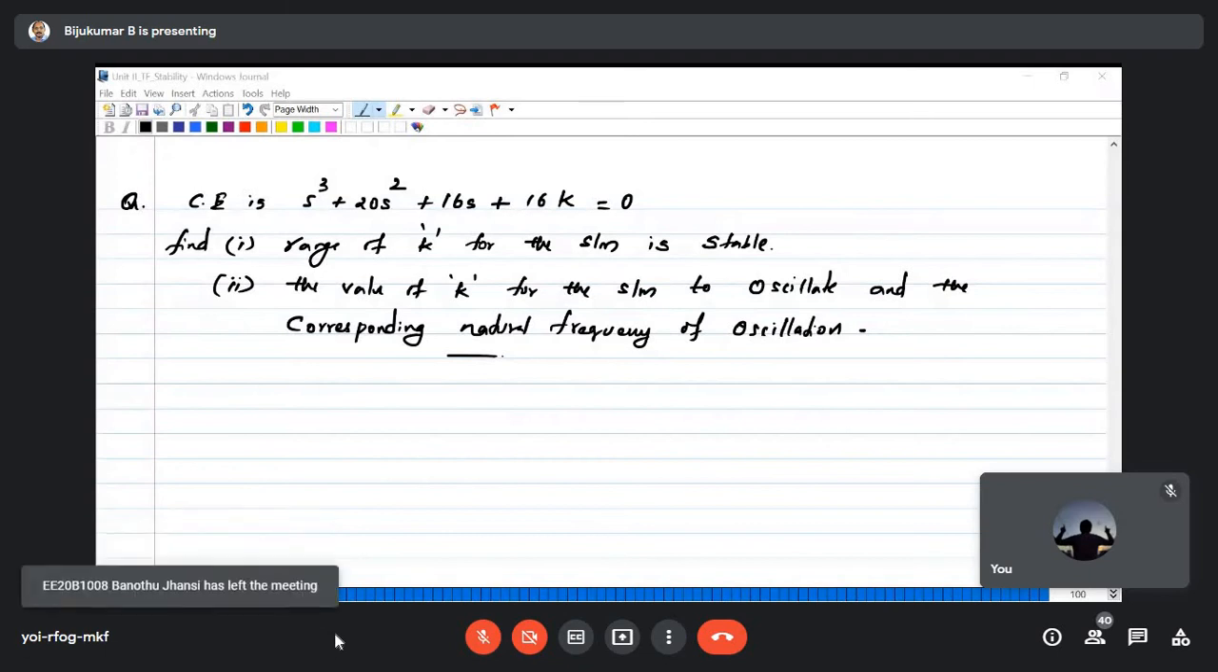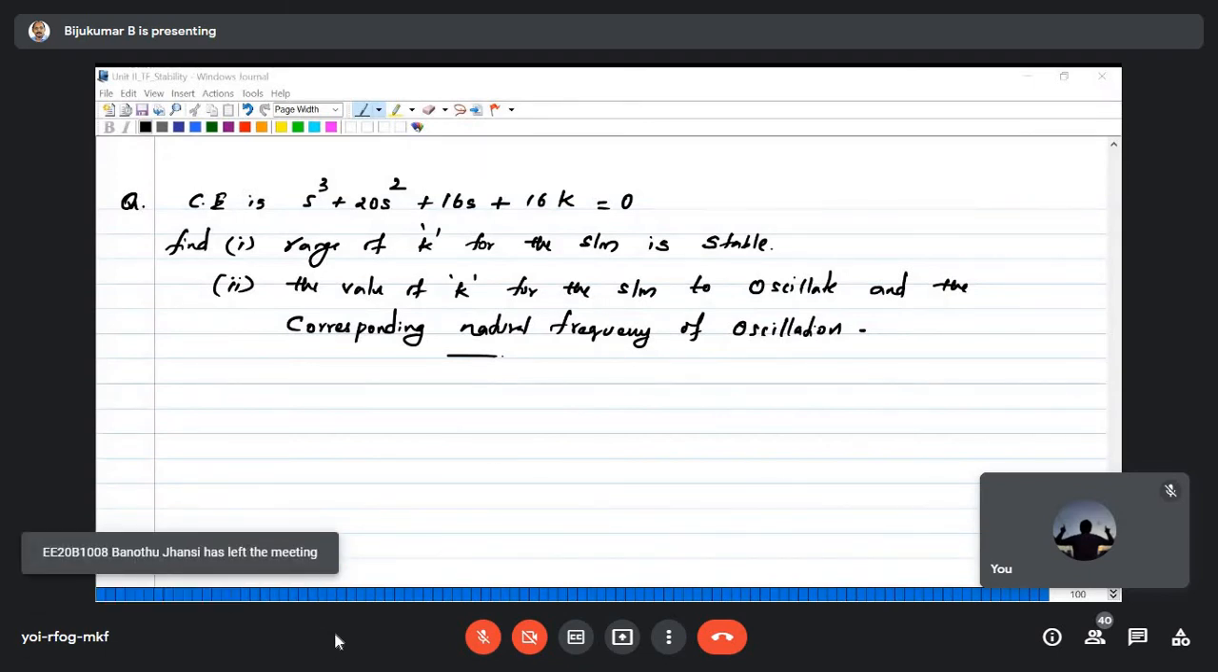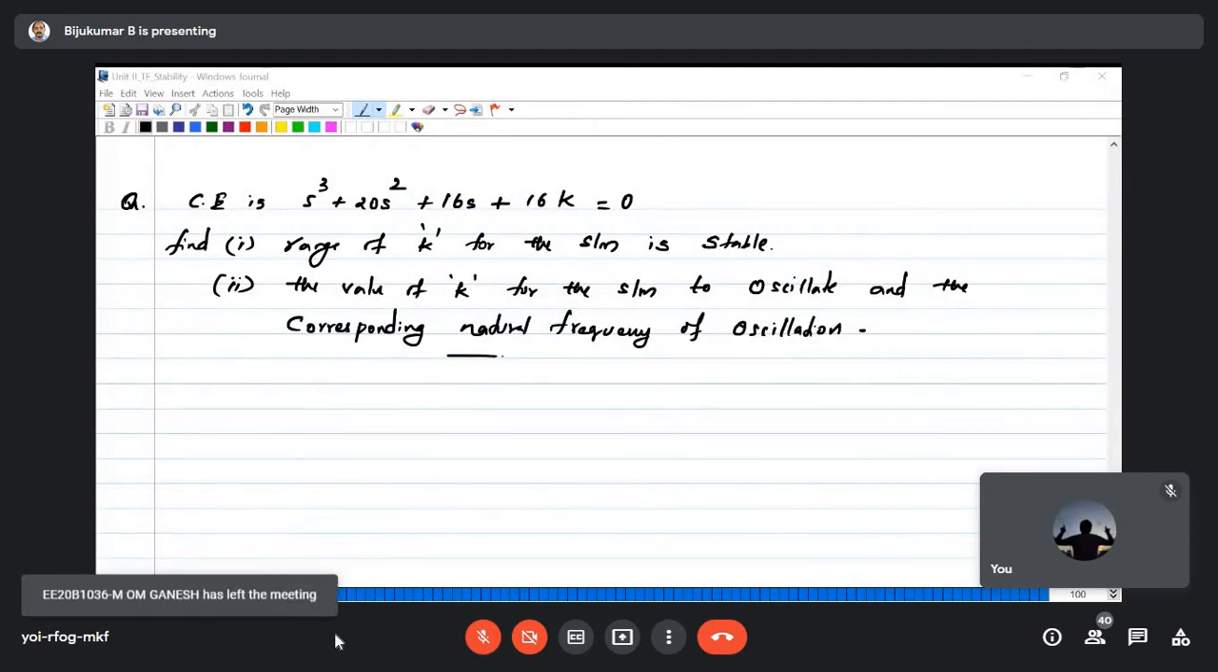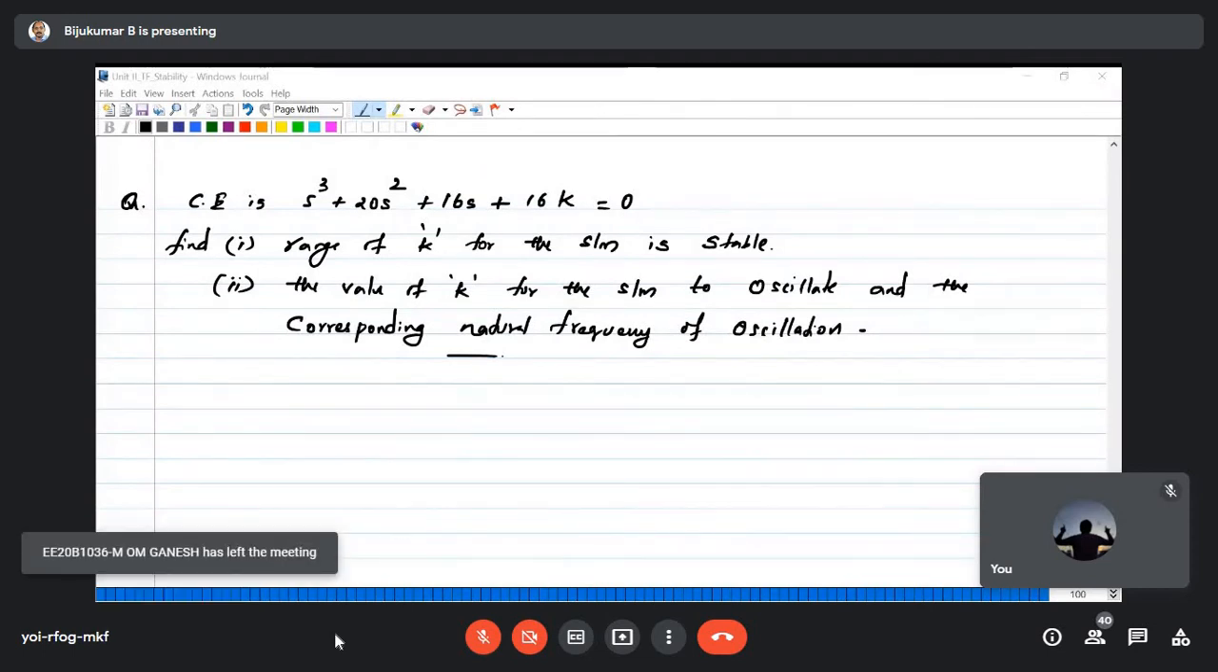Who is roll number 29? Yes, sir. Vamsi, sir. Yeah. You tell me the answer. What is the range of K? For stable, it should be 0 less than K less than 20, sir. Okay. Fine, fine. Thank you. You can mute your mic.